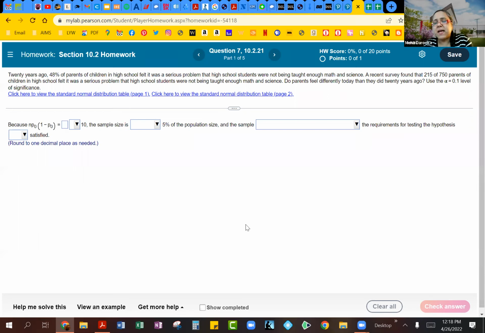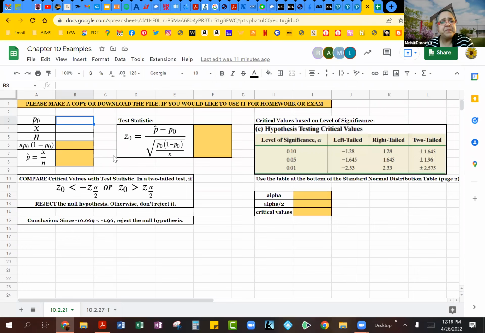So they want to see: do parents feel differently today than they did 20 years ago? And they're asking us to use a 0.01 level of significance in this case. So again, we have to check for some of these requirements before we can get into the calculation. So we need to know if n times p sub 0 times (1 minus p sub 0) is going to be greater than or equal to 10 or not.